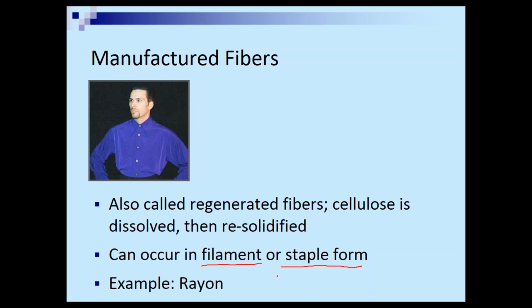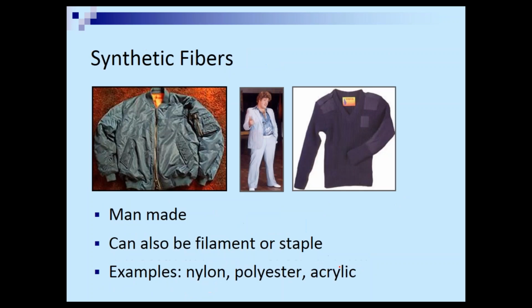Okay, so something like rayon is a good example. Sometimes rayon comes in filament form, and it feels more silky. Okay, it's sort of like a fake silk type material. But if you cut rayon into staple form and then twist those staples to form threads, it's much softer, and in that sense, rayon can mimic cotton a little bit more closely. Okay, so for these manufactured and synthetic fibers, you can play around with them and try to mimic natural fibers. You can mimic silk, you can mimic cotton if you want.